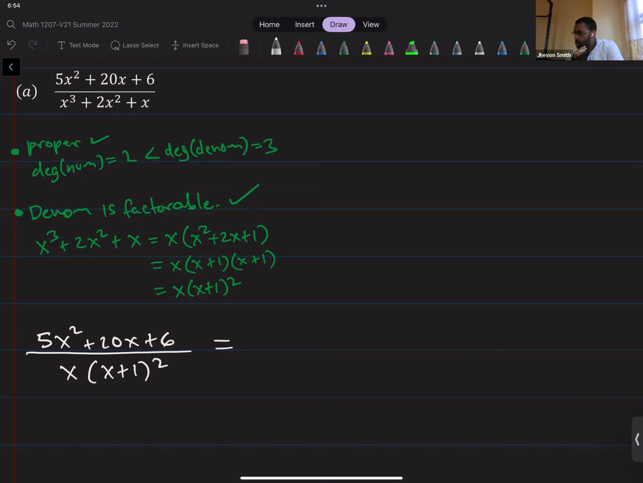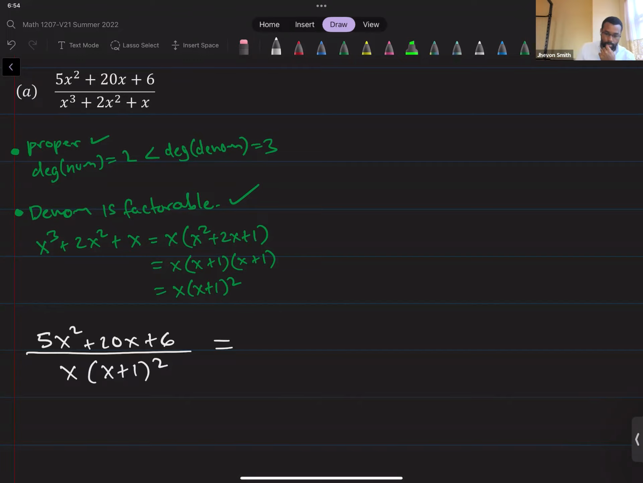Because there are some problems in the homework, I believe, where you're literally only asked to do that. They don't even ask you to find the A's and B's. I might ask a problem like that on the test, where I just want the breakdown. Even if you don't solve for the numbers correctly, you can still get that problem fully correct. So I want to make sure you know how to do at least that. And then solving for the numbers is a whole other thing.